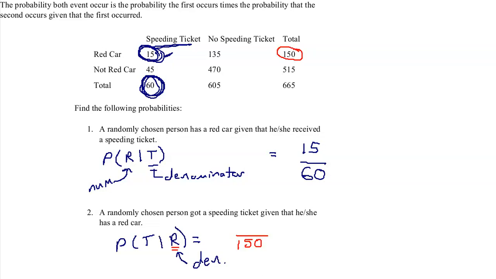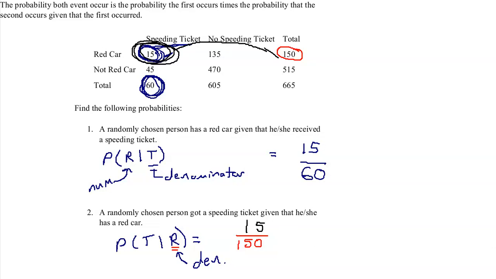Now, of those with red cars, how many got tickets? Let's make our tickets black. Of those 150, how many had tickets? Well, still there's that 15. Oh, we don't need to reduce that, sorry. Old habits. I like reducing everything.